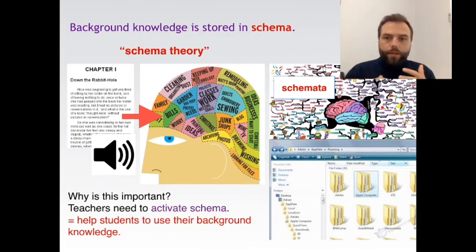And I always make this comparison with a computer because most of us are familiar with using a computer. When you use a computer, different information is stored in different folders, right? So if you're trying to find something, you have to go to the correct folder. That's what it's like when we are comprehending language input. We have to connect with the right parts of information in our brain in order to comprehend. So when you're listening and when you're reading, you're accessing the folders in your mind.